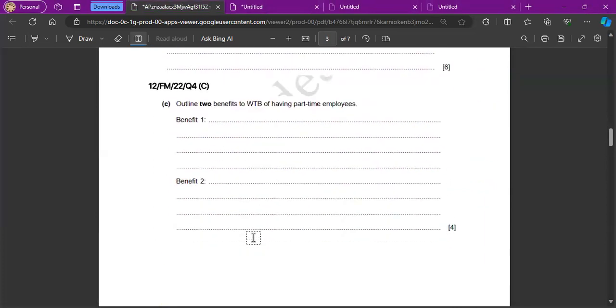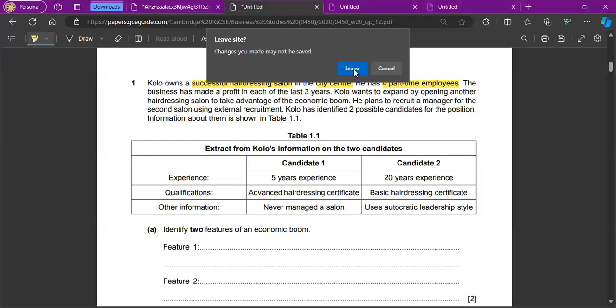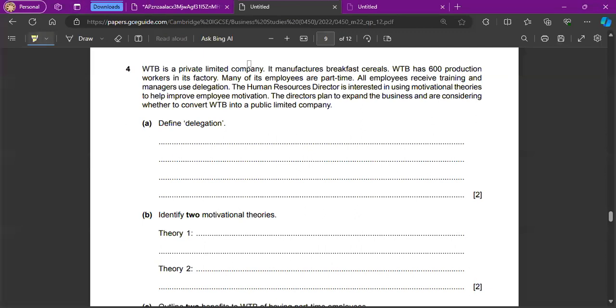Outline two benefits of WTB having part-time employees. Let's open it up. WTB is a private limited company. It manufactures breakfast cereals, and WTB has 600 production workers in its factory. Many of its employees are part-time. All employees receive training and managers use delegation. The human resources director is interested in using motivational theories to help improve employee motivation. And the directors plan to expand the business and are considering whether to convert WTB into a public limited company.